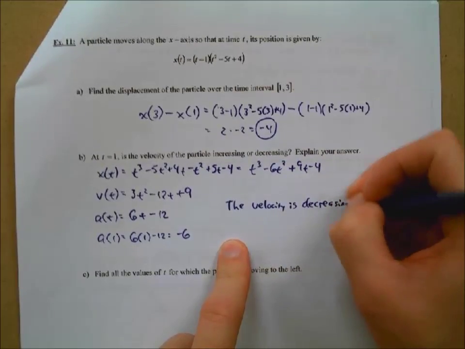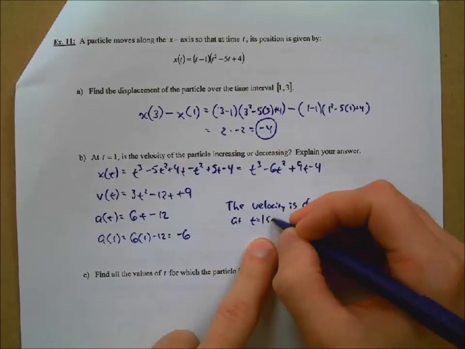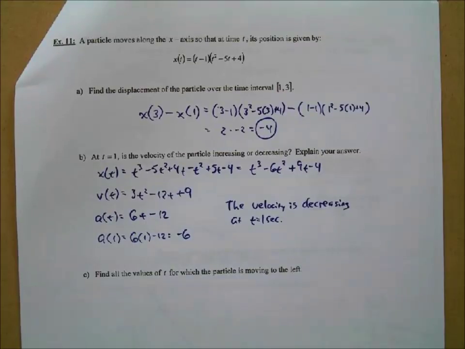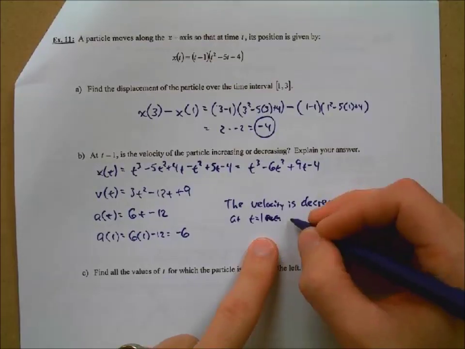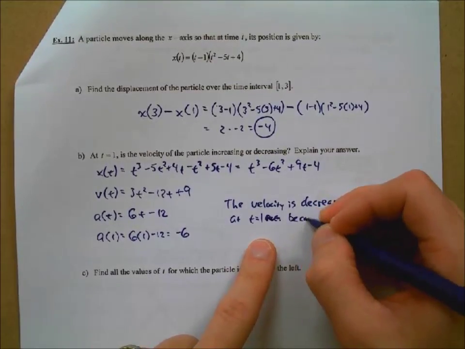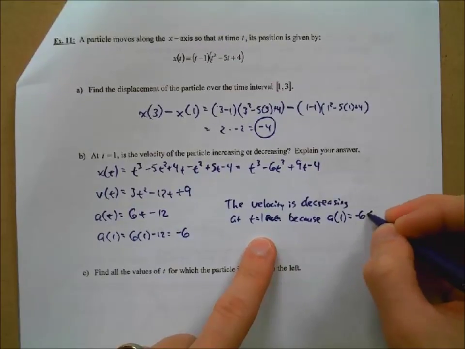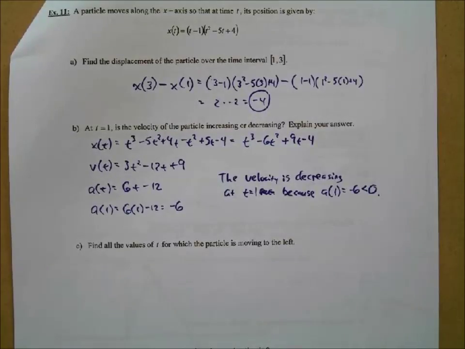So the velocity is decreasing at t equals 1 second. Oh, you know what? It doesn't give time units here, so never mind. I can't say seconds. So just t equals 1, we'll say, because a of 1 equal to negative 6 is less than 0. You can just say because a of 1 is negative, that's fine here.